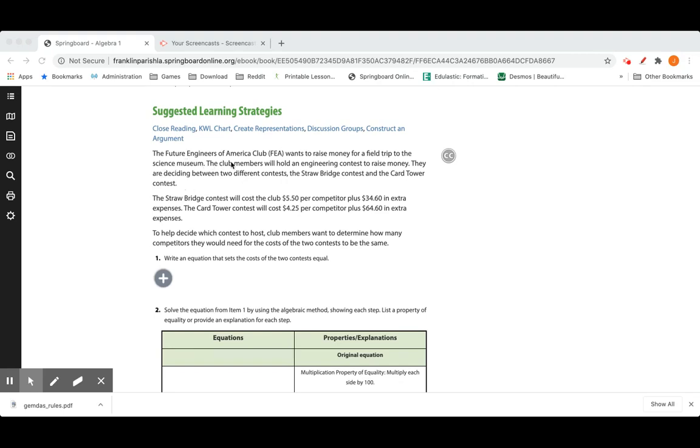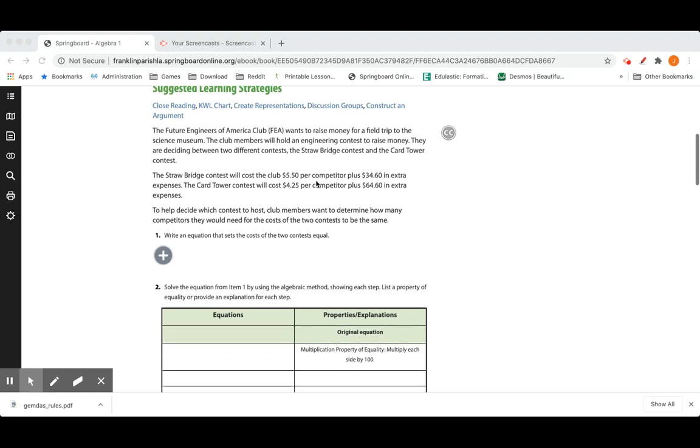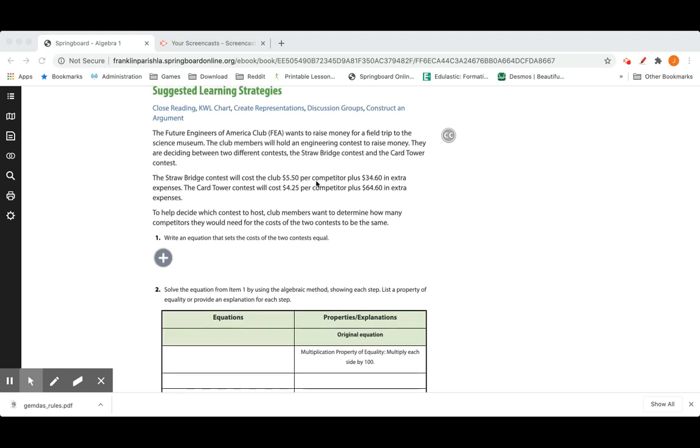The Future Engineers of America Club, FEA, wants to raise money for a field trip to the Science Museum. The club members will hold an engineering contest to raise money. They are deciding between 2 different contests, the Straw Bridge contest and the Card Tower contest. I think the Straw Bridge contest is where they see who can build the biggest or most elaborate bridge using plastic straws. And the Card Tower is to see who can get the highest tower that doesn't fall over with playing cards.